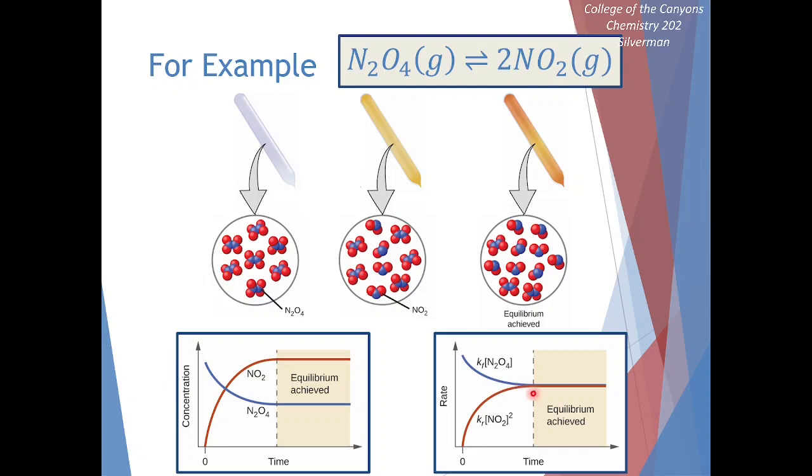Our equilibrium state has those rates no longer changing. And in fact, the rates are equal and opposite. So one more time, our concentrations at equilibrium are not changing, but they might be different from each other. Our rates at equilibrium are also not changing, but equilibrium is the state where the forward rate and the reverse rate are exactly the same.